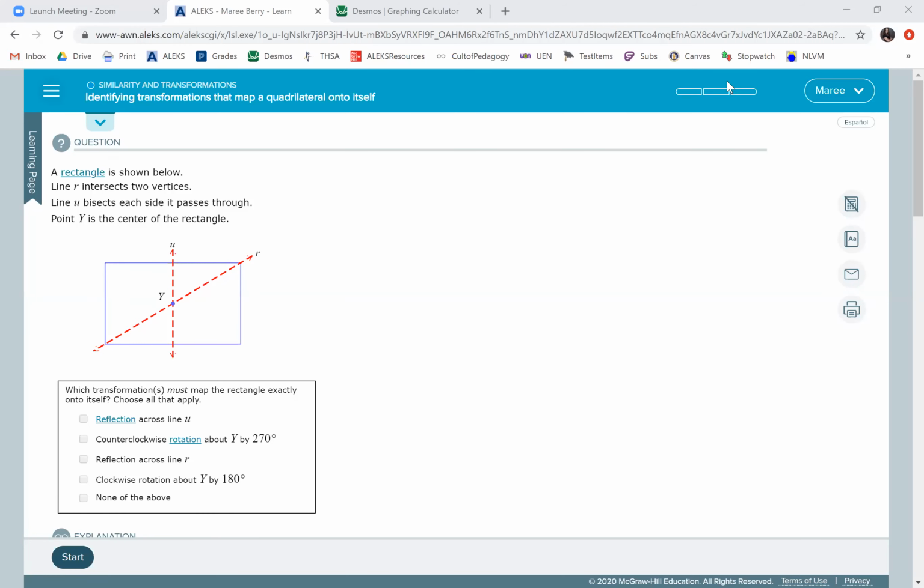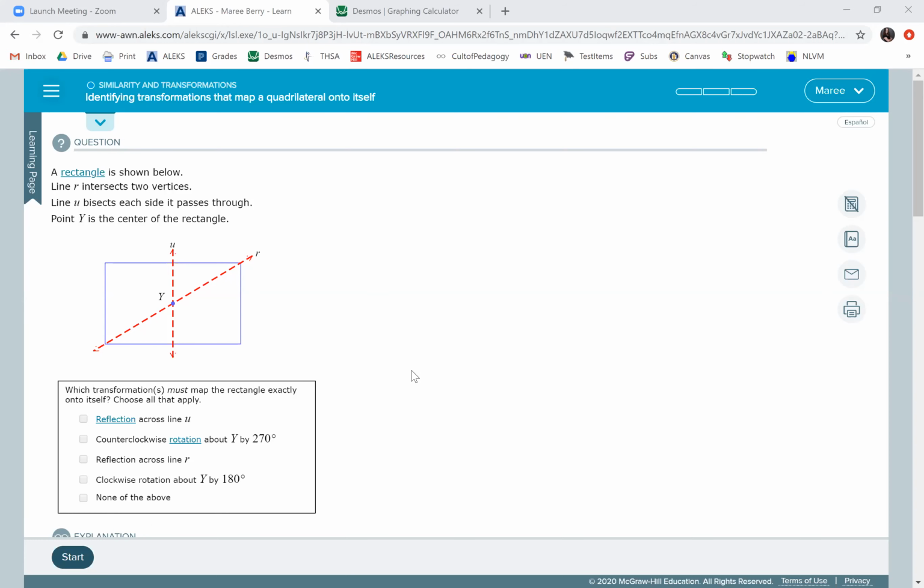On this topic, we're just going to be talking about different transformations that will make the quadrilateral look like the original figure. So they give us a rectangle, and they tell us that R goes through two vertices, U cuts it right in the middle, and that's important. It's going right through the middle, and then Y is the center.